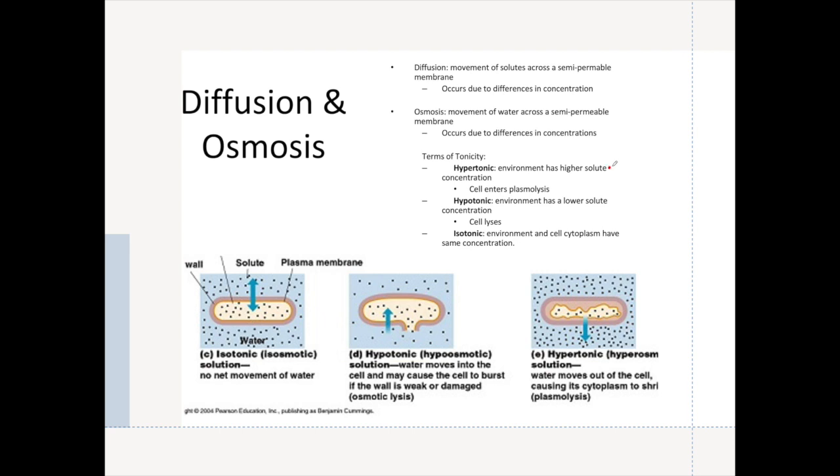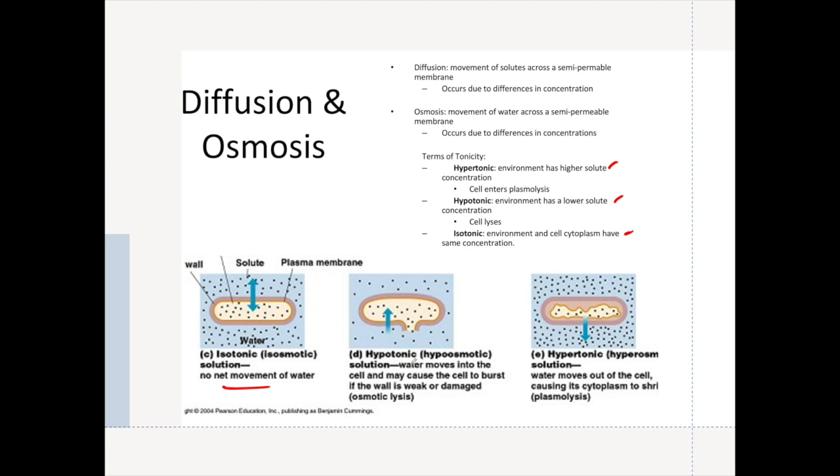So solutions can be hypertonic, which means the environment has more solute than inside of the cell. Then we have hypotonic, which means the environment has a lower solute, so the cell takes water in. And then we have isotonic, where the environment and cell cytoplasm have the same solute concentration, and so we have equilibrium. So this right here is an isotonic cell. The solution inside is the same as outside, so the cell maintains the integrity of its shape.